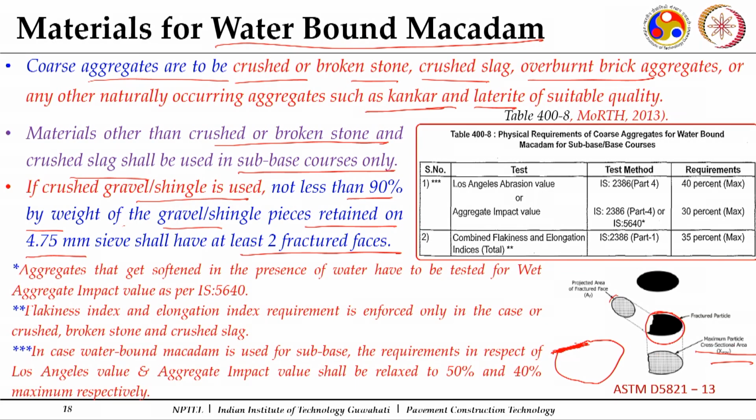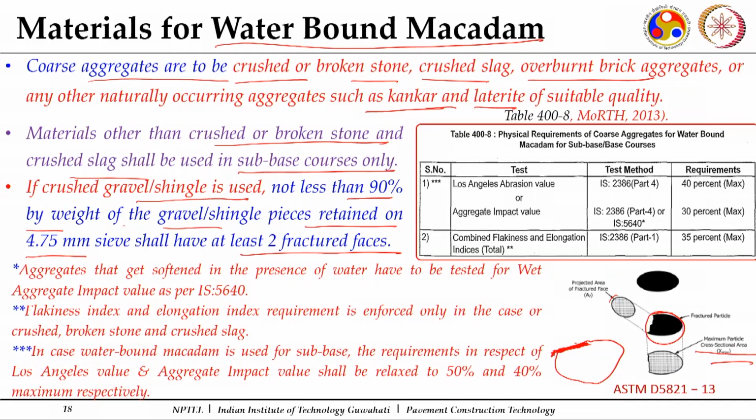Then only, and there should be sharp edges, then only this face can be called a fractured face. So, this is very important when we break down the riverbed material which are rounded and we use them into different courses. When you are using it in waterbound macadam, you need to ensure that 90% by weight of this particular material should have at least 2 fractured faces, and one fractured face will be considered only if it has a projected area 1/4 of the total projected area of that aggregate.